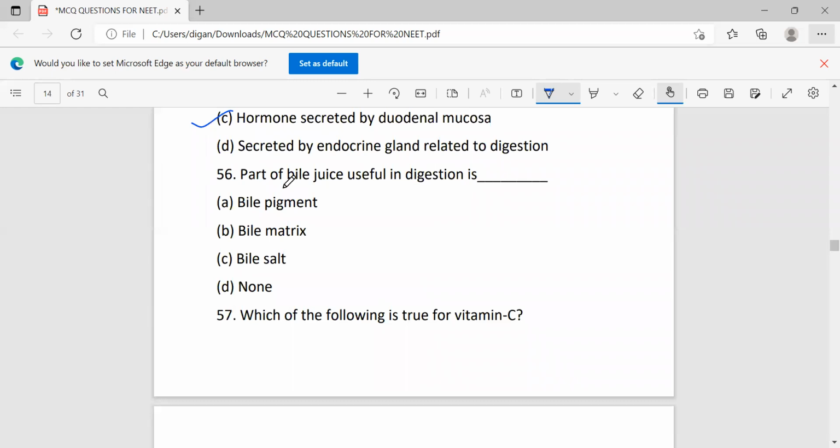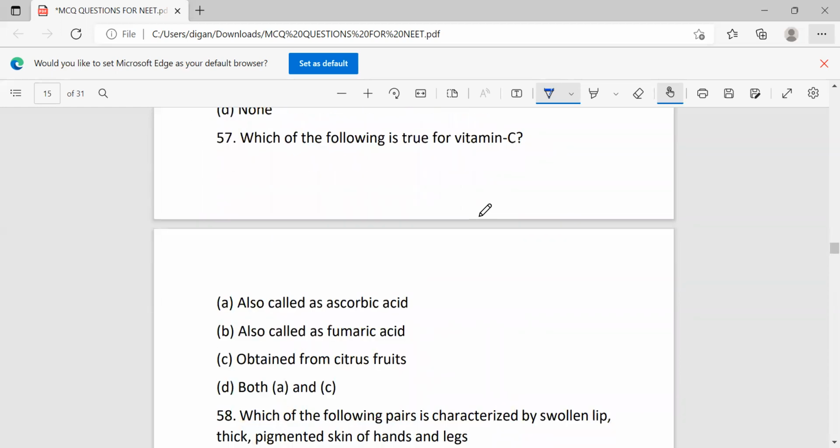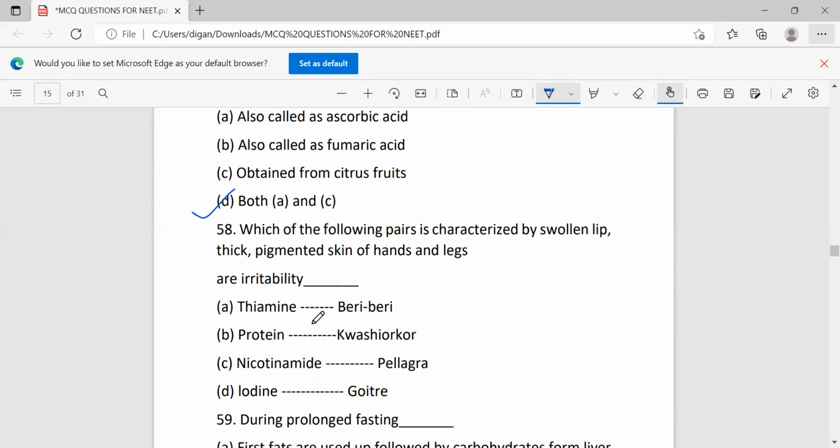Next question, the part of bile juice useful in digestion is, option is C, that is bile salt. Which of the following is true for vitamin C? Also called ascorbic acid, also called fumaric acid, obtained from citrus fruit, and both A and C. Correct option is both A and C. 58, which of the following pairs is characterized by swollen lip, thick pigmented skin of hand and leg? And for 58, the correct option is option C.